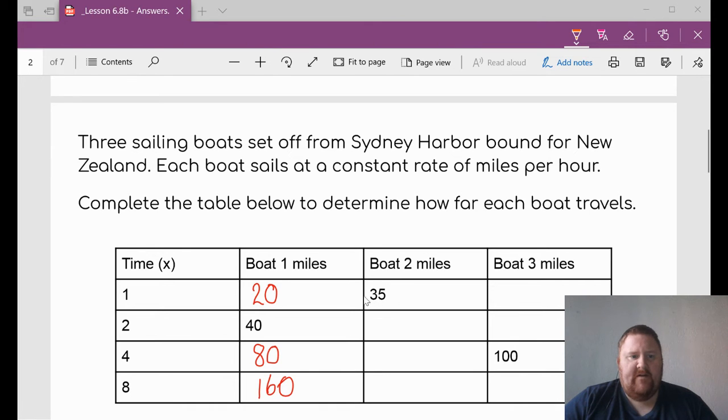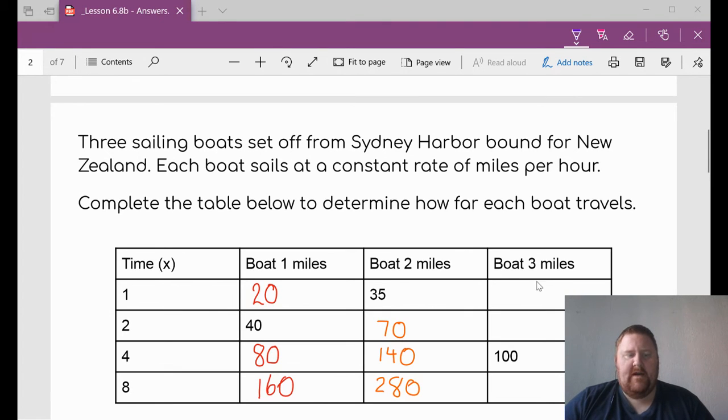All right, moving on to boat number 2. It travels 35 miles per hour. We can already see that its 1 hour of time has been given to us as 35 miles. And so now let's find how far it travels in 2 hours. Well, that's double 35, so that is 70 miles. 4 hours is going to be double again, so that's 140 miles. And our last one here, in 8 hours, it's going to be double again, and that's 280 miles.